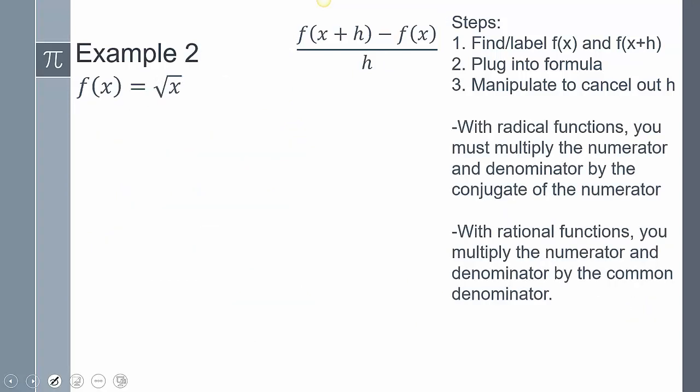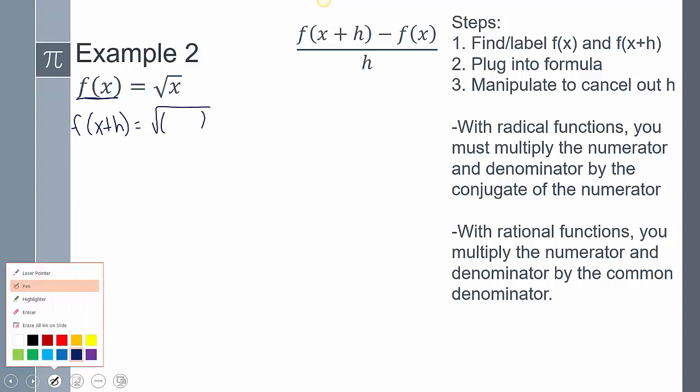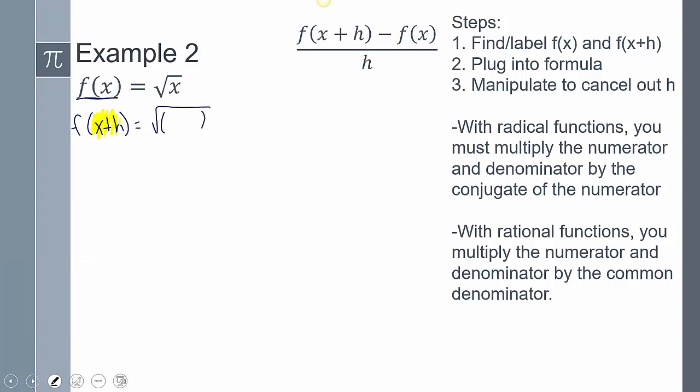Next one, we can also find the difference quotient of square roots. So I need to find and label my f of x and f of x plus h. Well, I already have my f of x here, so let's find my f of x plus h. So remember, we said it's like placeholders. And so because this is x plus h, this will be x plus h.